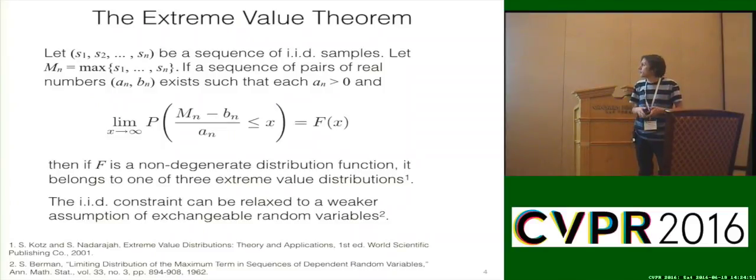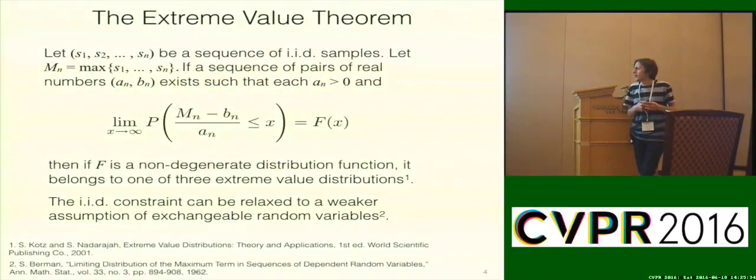The extreme value theorem basically tells us if we have some sequences of IID samples and we have some maxima that are drawn from these samples, if a sequence of pairs of real numbers exists such that this expression is satisfied, we end up with a special distribution. It turns out that F is a non-degenerate distribution function, and it belongs to one of three extreme value distributions. The Gumbel, which sometimes we see in machine learning for sampling problems, Fréchet, which I have rarely seen applied for any useful purposes, but it's one of the three distributions, and the Weibull distribution, which is what we're going to invoke quite a bit in the rest of this tutorial.